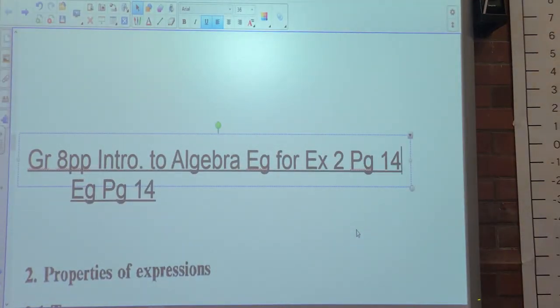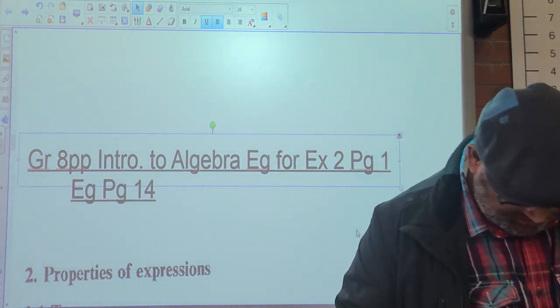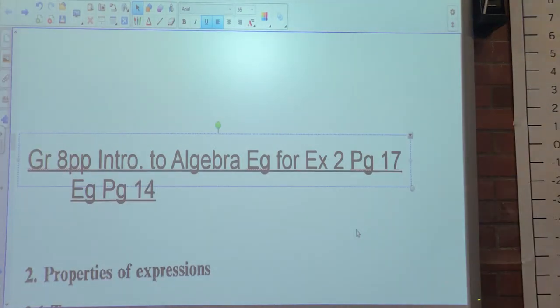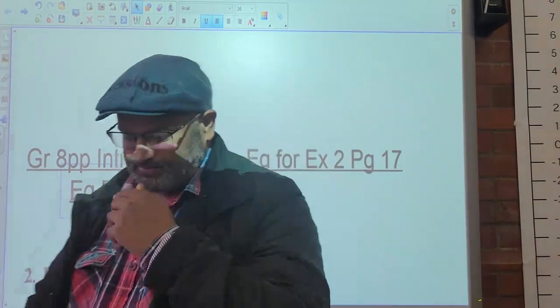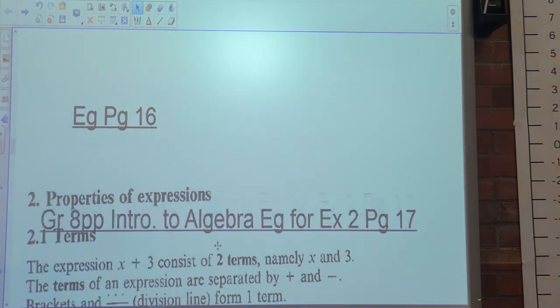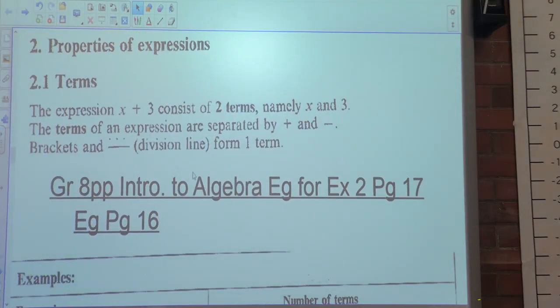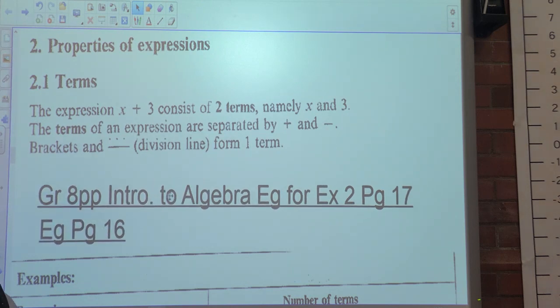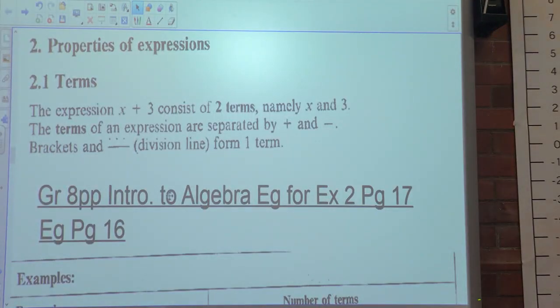Exercise 2 is on page 17. Okay? And I'm doing the examples from page 16. So I'm just going to explain to you what's happening here. When we are done, we're going to write down the notes. Okay? Is that okay? Yes, sir. The reason for that is because I don't want the video to be too long. Okay?